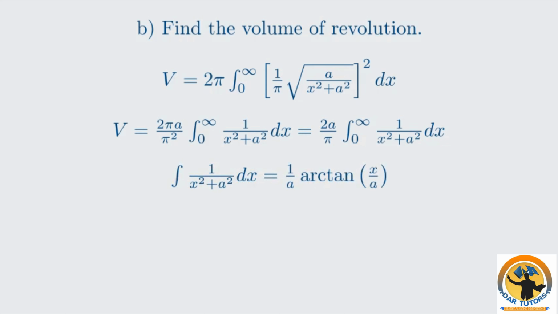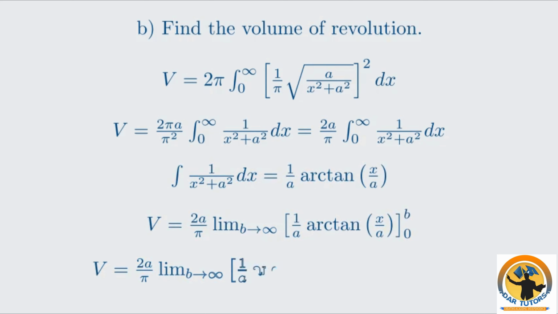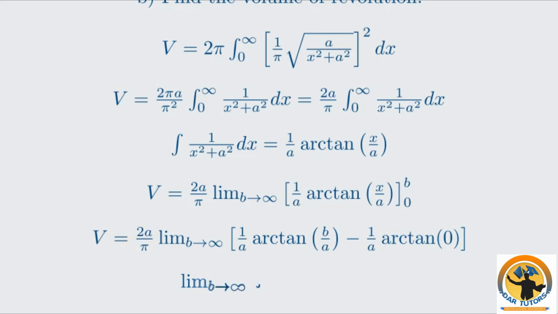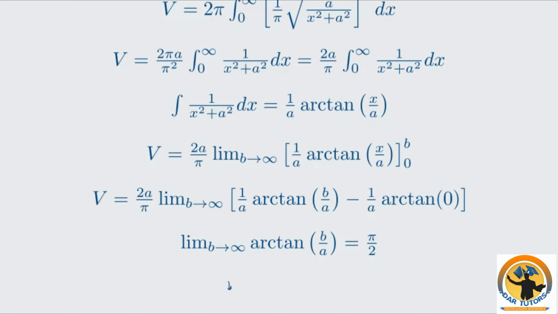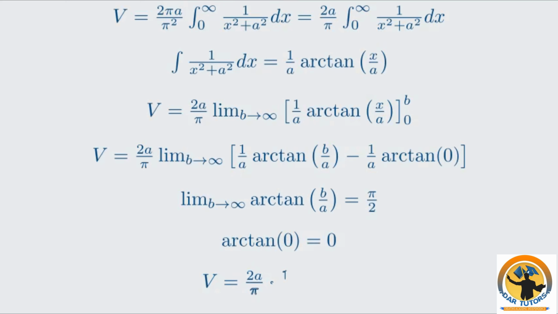Now we evaluate the improper integral. This is 2a over pi times the limit as b approaches infinity of 1 over a times arctan of b over a minus 1 over a times arctan of 0. Let's evaluate the limits. As b approaches infinity, b over a also approaches infinity, so arctan of b over a approaches pi over 2. Arctan of 0 is 0. Substituting these values, we get 2a over pi times 1 over a times pi over 2. The a's and pi's cancel out, leaving us with a final volume of 1. This is a remarkable result. The volume of this solid of revolution is always 1, regardless of the value of the constant a.